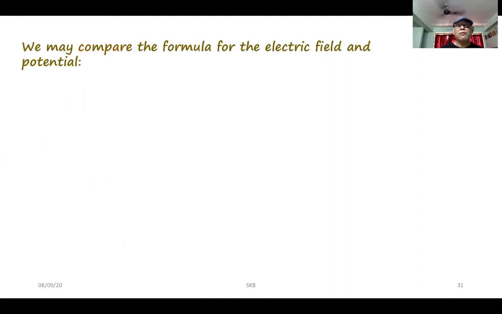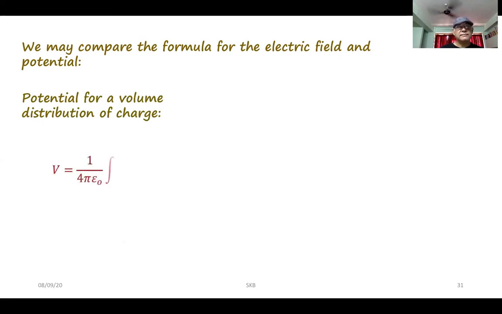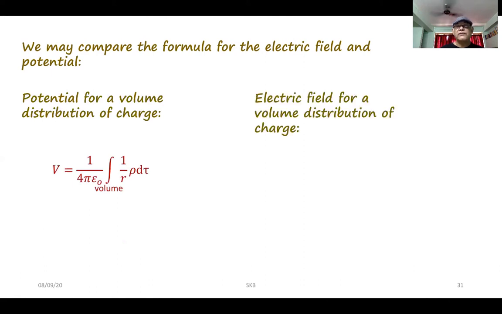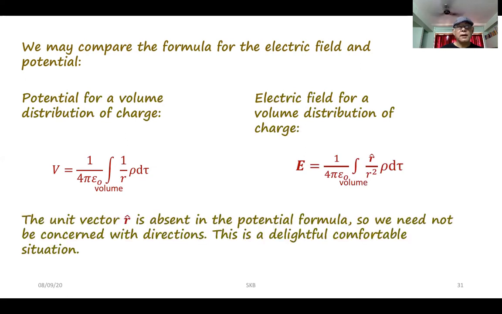We may compare the formula for electric field and potential. Potential for a volume distribution of charge is this, while electric field for a volume distribution of charge is this. The unit vector r cap is absent in the potential formula, so we need not be concerned with directions while we deal with potentials. This is a delightful, comfortable situation.